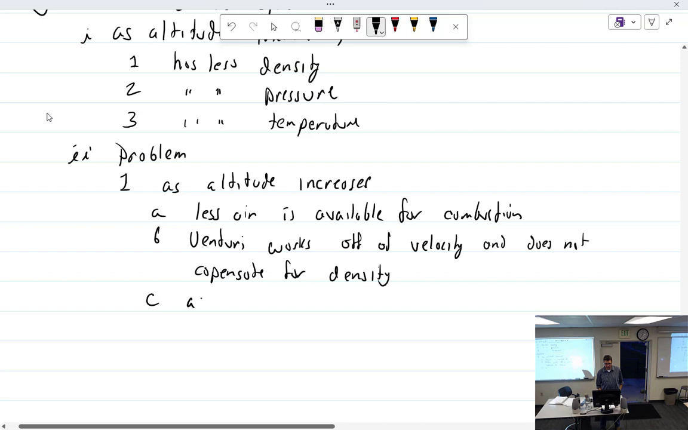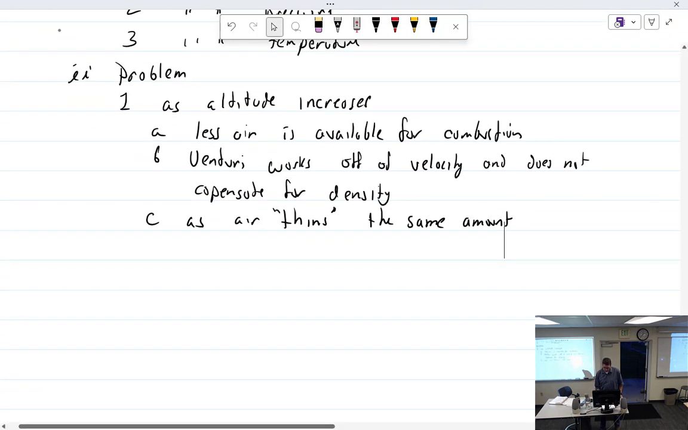So as air thins, like my hair, the same amount of fuel is still sent to the engine.